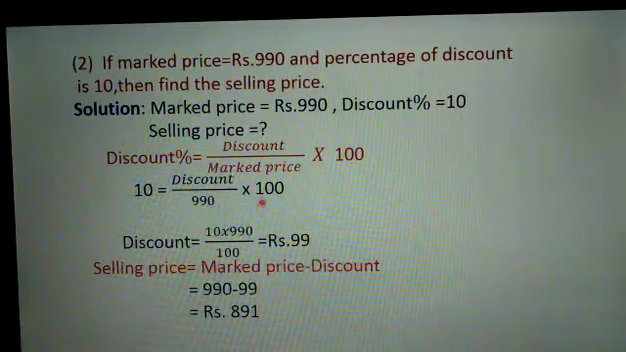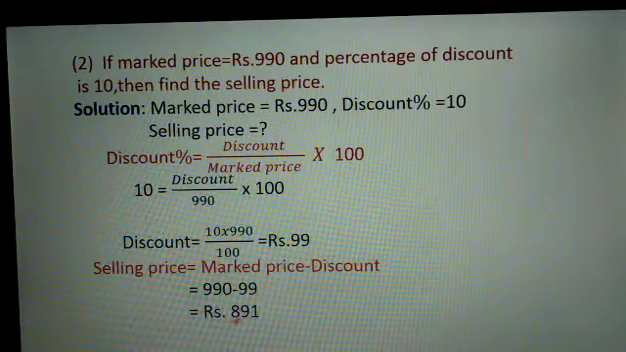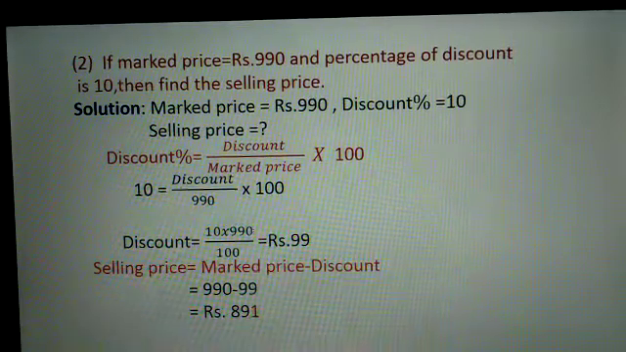What is mark price here? 990 into 100. So now from this formula we can calculate discount is equal to, by cross multiplication, 10 into 990 upon 100. So here the 0 is cancelled with 10 and again the next 0 is cancelled with 990. So now what is left here? Only 99. So this is your discount. Now to find the selling price, which formula will you use? Selling price is equal to mark price minus discount, that is 990 minus 99. So answer is 891. This is your selling price.